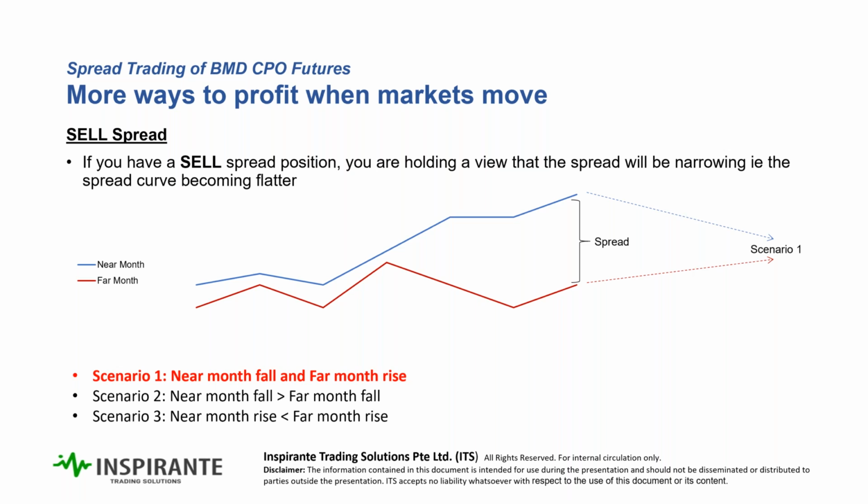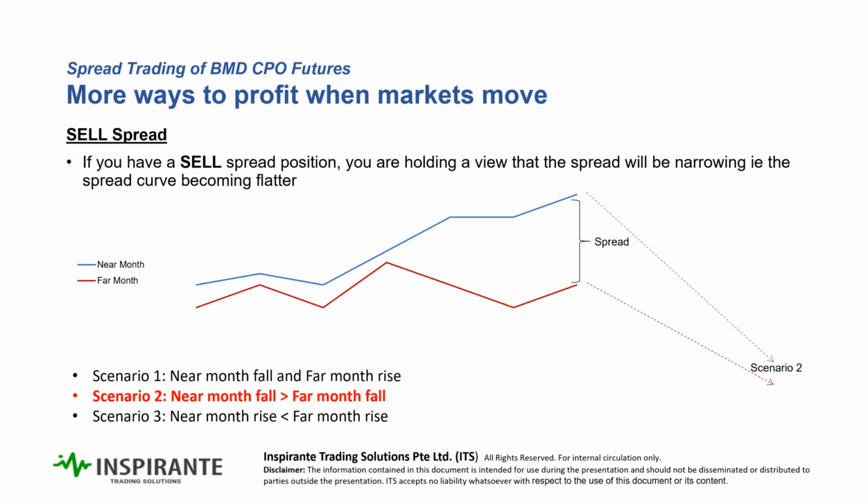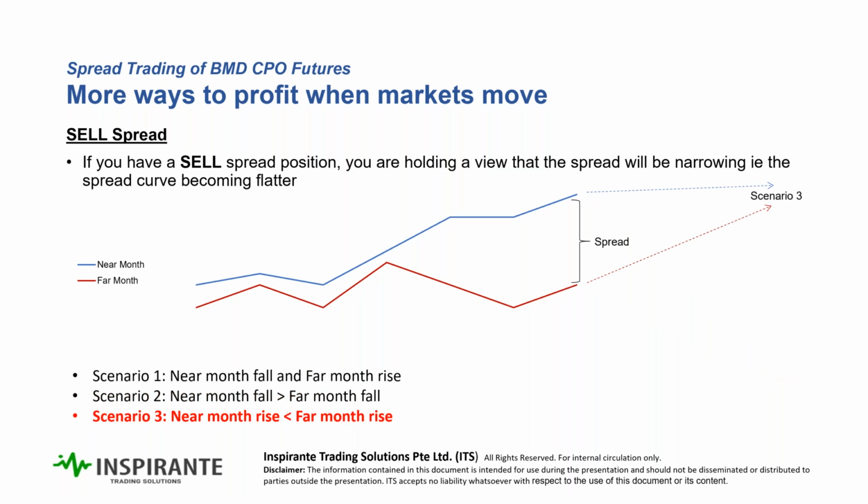When you are selling a spread, what you're gunning for is a narrowing of the spread. Like earlier, case one: the near month falls while the far month rises, so you'll be benefiting on your position on both months. Now, if both months fall, as long as the front month falls faster than the far month, you will still be benefiting from this position. And finally, if both months rise, as long as the near month rises less than the far month, your position in the short spread will still be profitable.